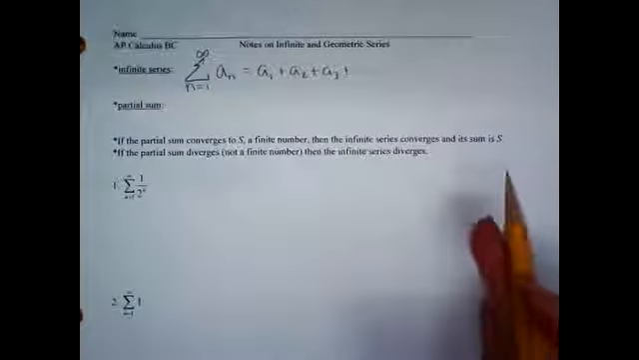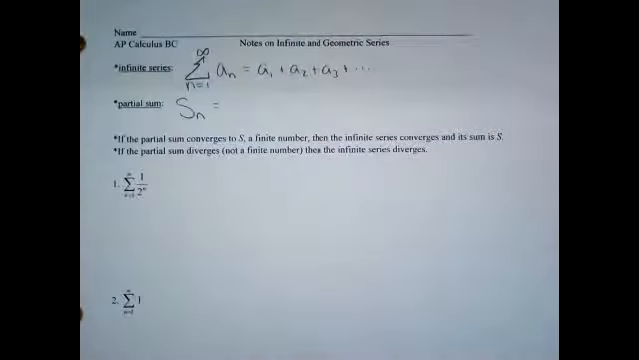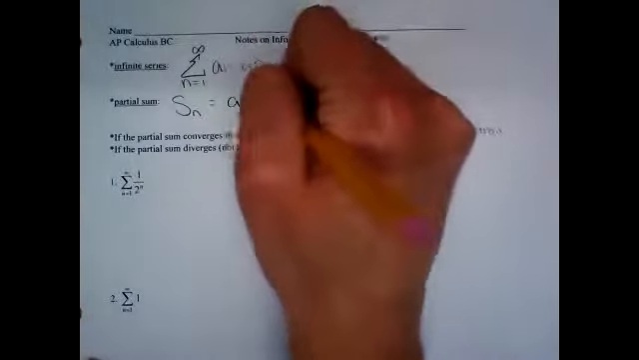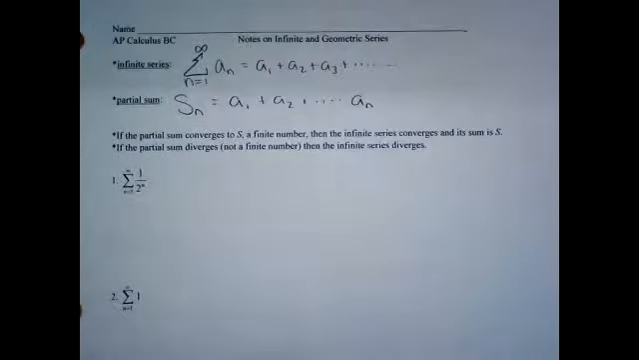A partial sum means instead of going infinitely, you're going to stop at a certain point. So we use a capital S for that, sub n. And so that would mean sum up n terms. So like if it's S sub 7, you would just add up the first 7 terms instead of going onwards to infinity. So it'd be a1 plus a2 plus and so on, until you get to the nth one, however many you're told to do. If the partial sum converges to a finite number, then the infinite series converges to S. If the partial sum diverges, it's not a finite number, like it goes to infinity, then the infinite series diverges.